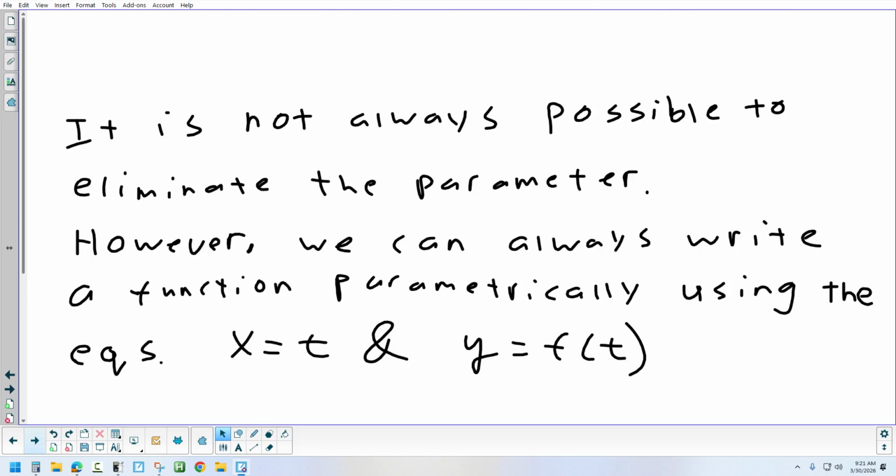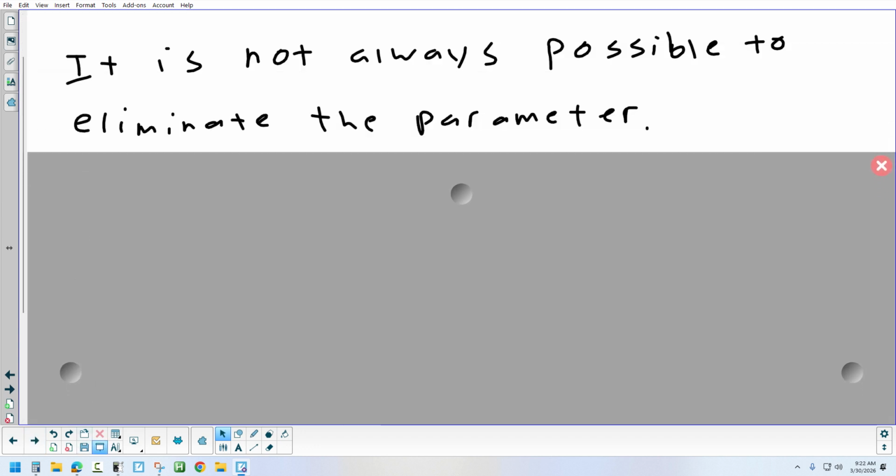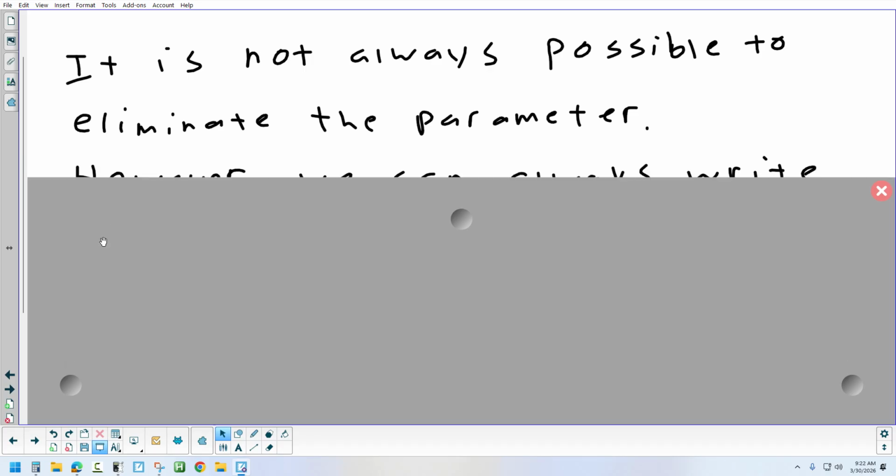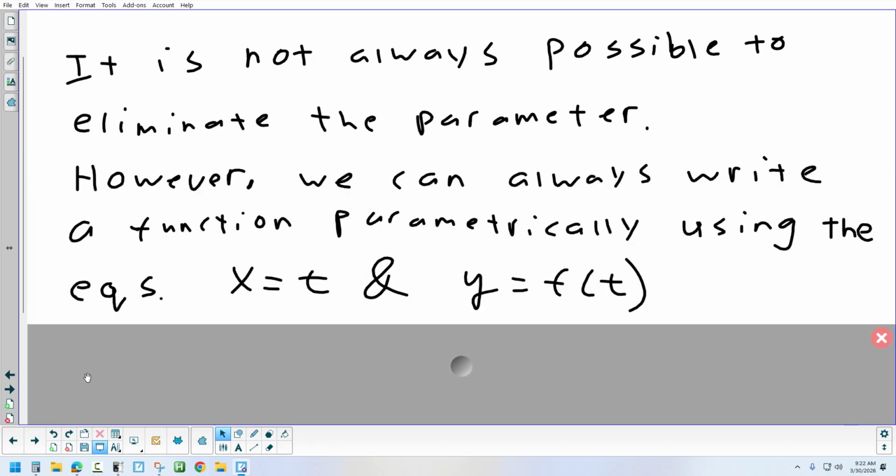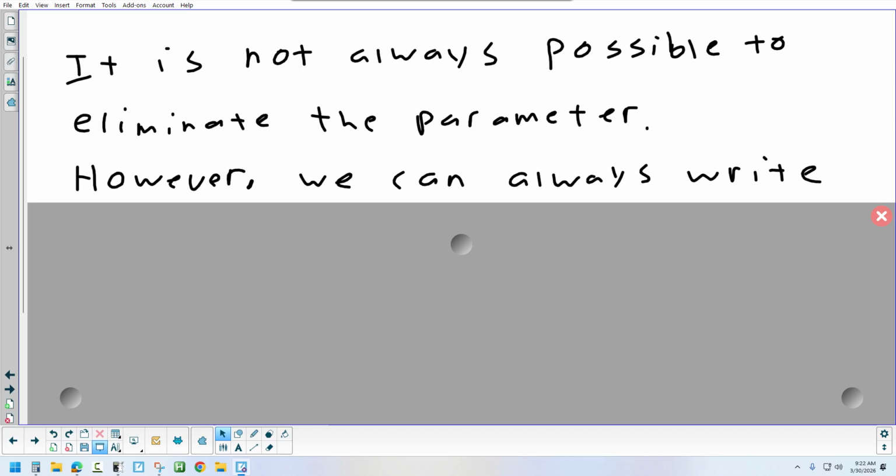All right, so again, what we just did was eliminating the parameter. That's not always possible to do. Sometimes you have equations that it's not easy to do that with. But if I ask you to eliminate the parameter, it will be a problem that is doable. But what I want to do now is reverse it. I want to take something that is not parametric and make it parametric. That's always doable. You can always write something parametrically.